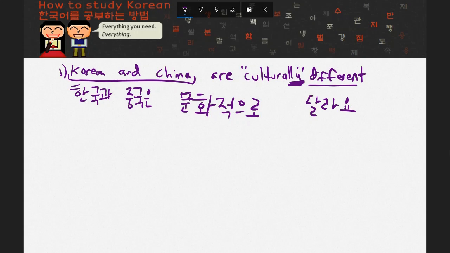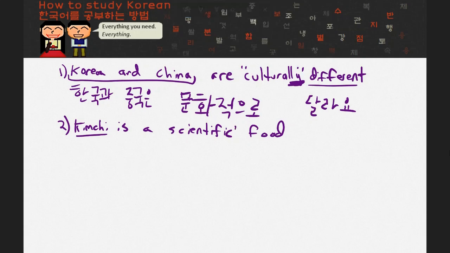The next sentence I would like you to try is, kimchi is a scientific food. You might be looking at this sentence and thinking, when would I ever say that ridiculous sentence? Well, Korean people are very proud of their kimchi, and there actually is a lot of ingredients in it, and they often say that it's a scientific food because there's so many ingredients that are healthy for you, and they call it scientific. Try to translate this sentence. I'll give you 10 seconds, and you can start now.